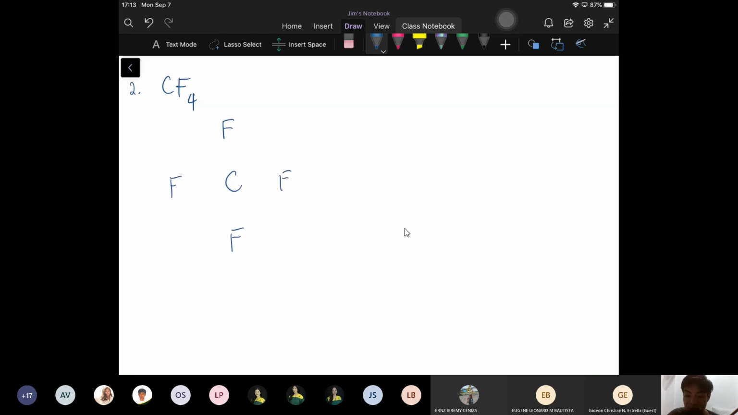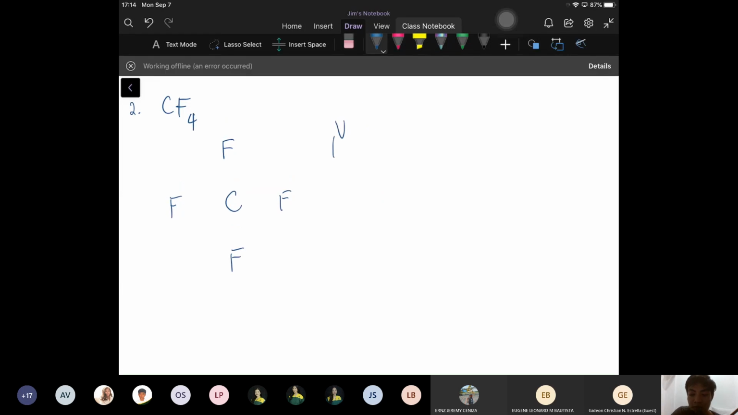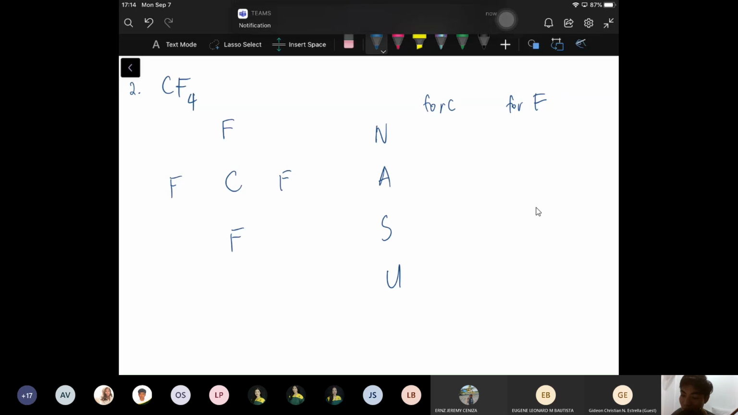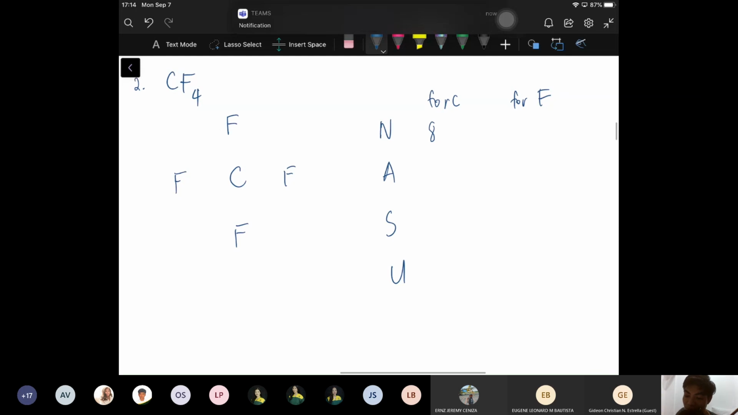Okay, so after doing that, NASU rule. Lakihan natin. NASU. Needed for carbon. Yes, for carbon, ilan yung needed electron niya? Does it follow the octet rule or not? Siyempre, it follows the octet rule. May p orbital siya, di ba? So yan, 8 times. Ilang carbon meron? Isa lang.